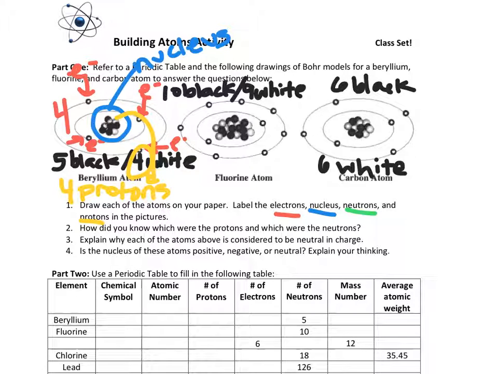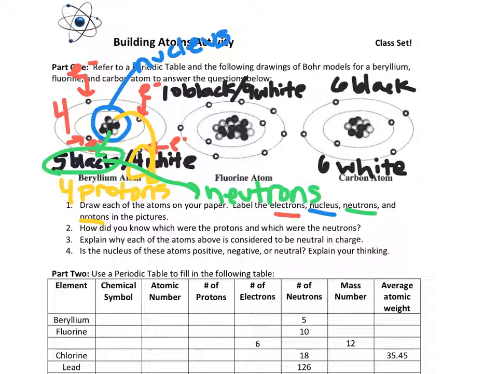If the white ones are the protons, that means the other ones, the 5 black ones, are the neutrons. So the black ones here are what we call neutrons. They're the other thing in the nucleus that has a neutral charge. So they're not affecting the charge in any way. Okay. So what you'll do is you'll go ahead and draw the fluorine atom as well as the carbon atom, and then just label, just like we did with the other one, each of those parts of the atom.